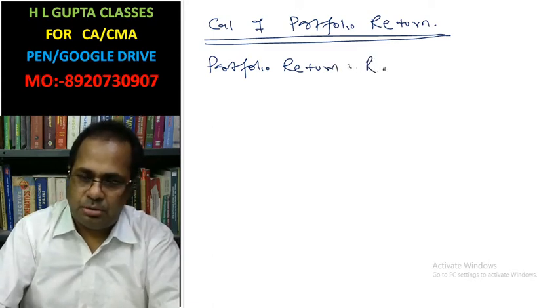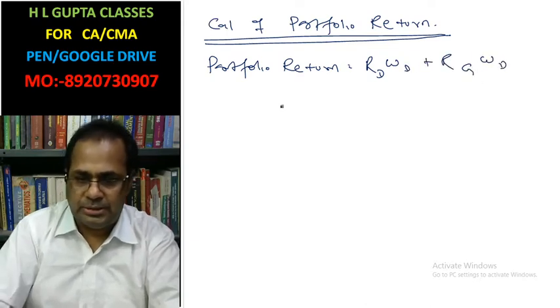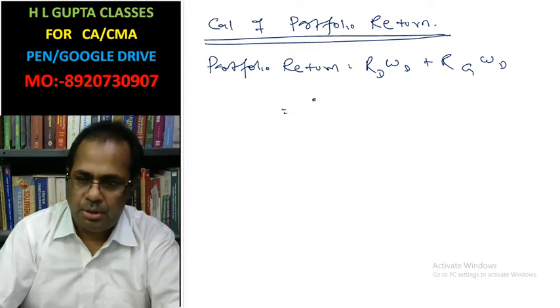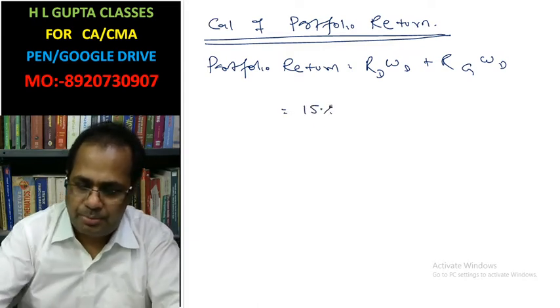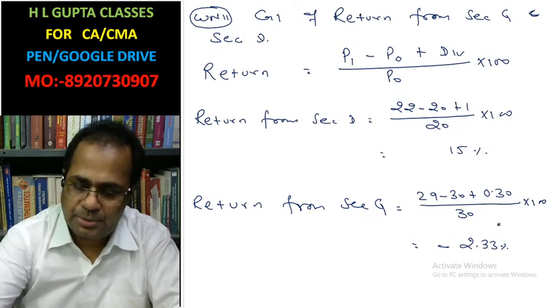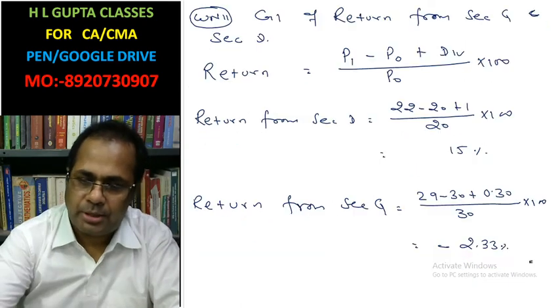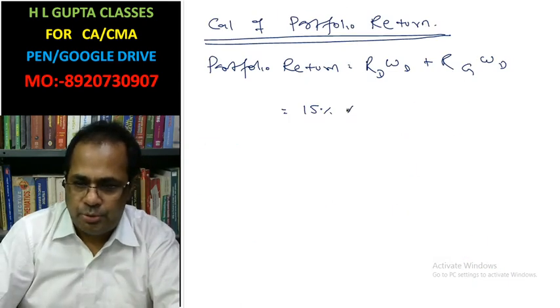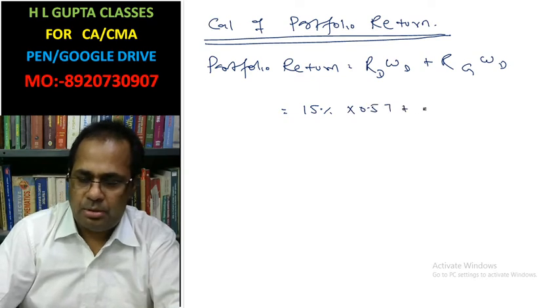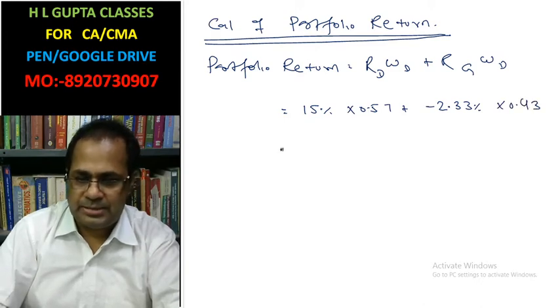Portfolio return is return D into weight D plus return G into weight G. What is the return D we have? We have calculated 15%. Return G is minus 2.33%. Weight of D is 0.57, and weight of G is 0.43. So 15 into 0.57 minus 2.33 into 0.43 in this case.